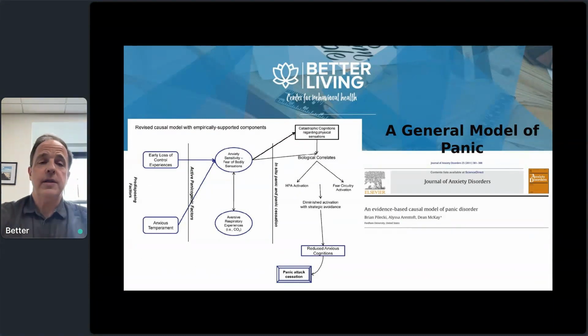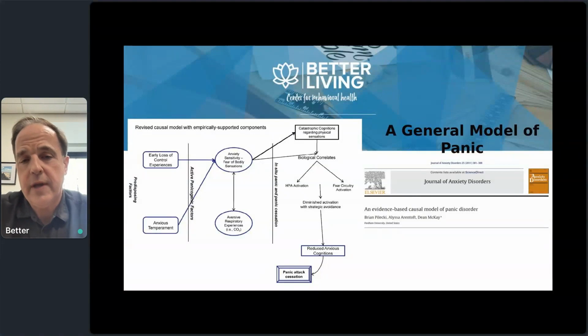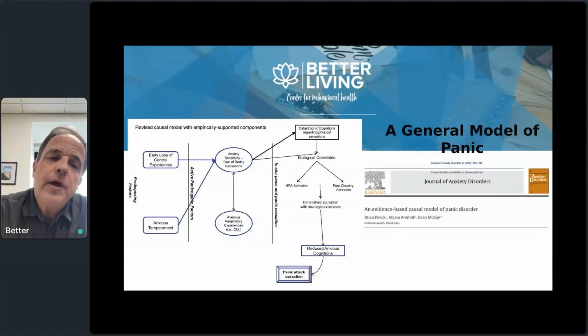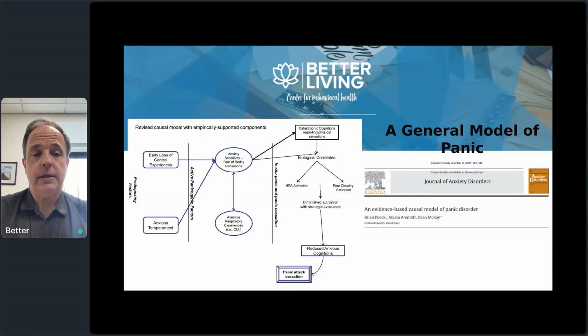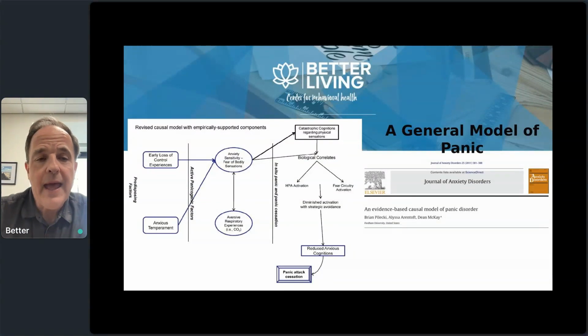So I know on the screen, this might be a little small for you. If anybody's interested, I'm happy to send you the article. But it's worth understanding that the model for how panic emerges in sufferers can be traced to a few different things. One of them is an early loss of control experience, more likely a loss of physical control and the inability to understand it properly becomes fearsome, and a co-occurring anxious temperament. That's sort of two readily agreed upon individual characteristics.